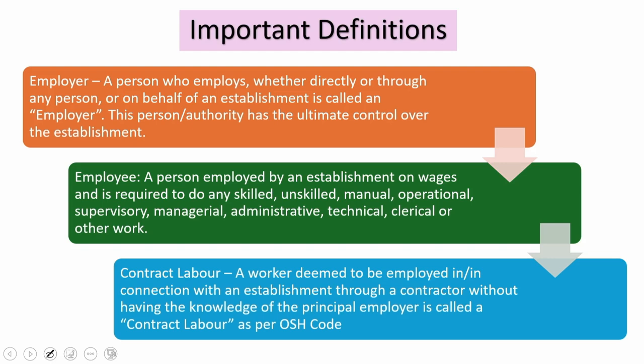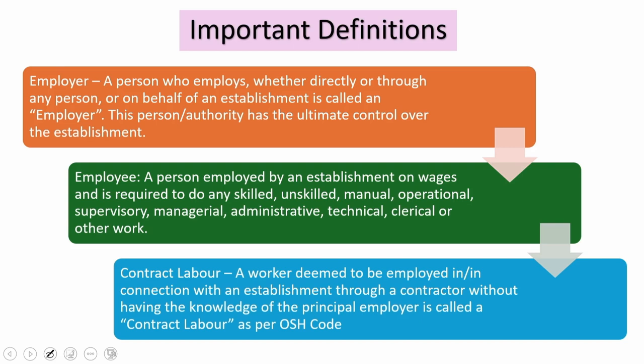An employee is a person employed by an establishment on wages and is required to do any skilled, unskilled, manual, operational, supervisory, or even to a certain extent administrative or managerial posts, or technical or clerical or other work for that matter. If you look into employer, specifically, a person who employs, whether directly or through any person or on behalf of an establishment, is called an employer. So the person, the authority who has the ultimate control over the establishment, is the employer.